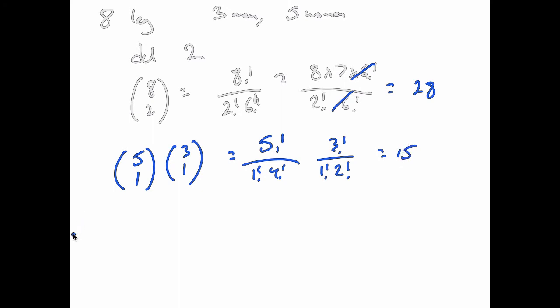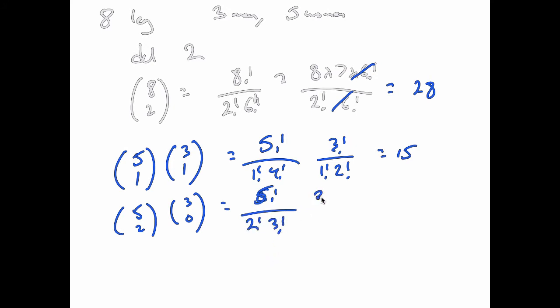Now, finally, last one, what if you want only women chosen? So again, you have 2 independent events. You want to choose 2 women from 5 and 0 men from 3. You get 5 factorial over 2 factorial 3 factorial times 3 factorial over 0 factorial 3 factorial. Remember, 0 factorial is 1. So this thing is just 1.